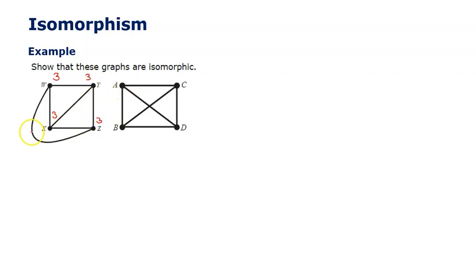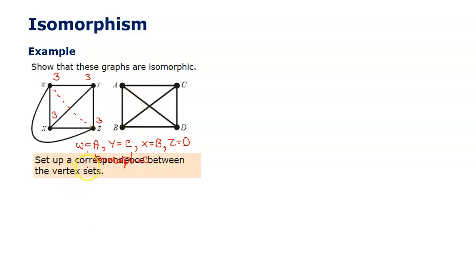Oh, in actual fact, I'm just realizing here, if I was to draw that line straight across instead, then it actually looks exactly the same as this. I didn't realize that until I looked at this picture. So you can just then go, W equals A, and you can say that Y is equal to C, and X is equal to B, and Z is equal to D, and therefore isomorphic. That would be the way I would do it. Let's have a look at the next one. It says set up a correspondence between the vertex sets, and that's exactly what I did.